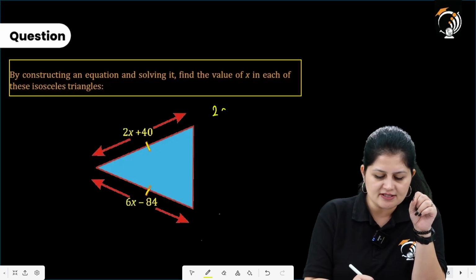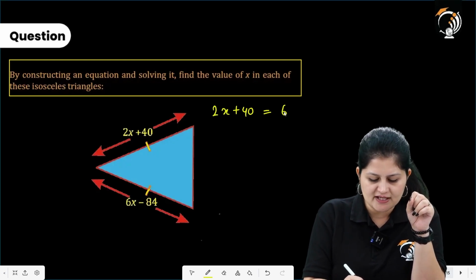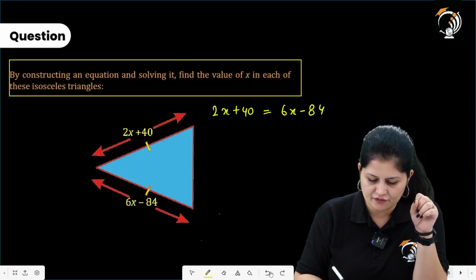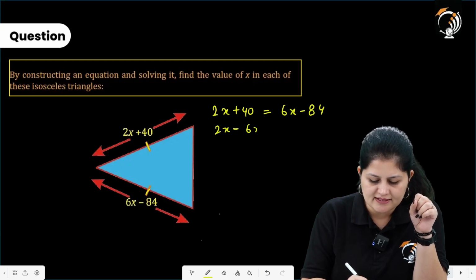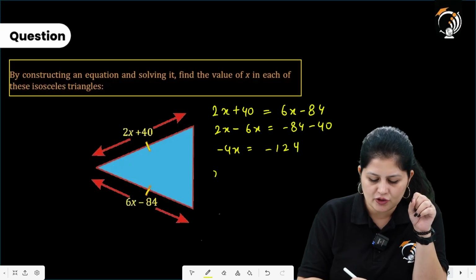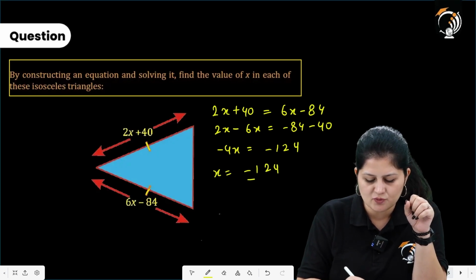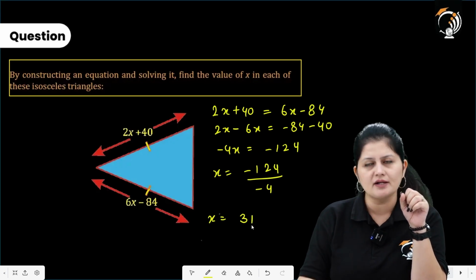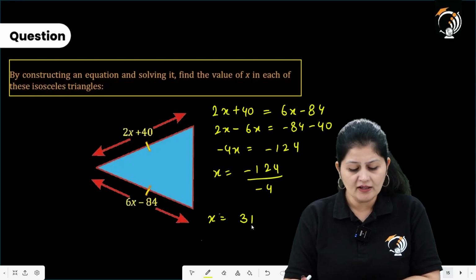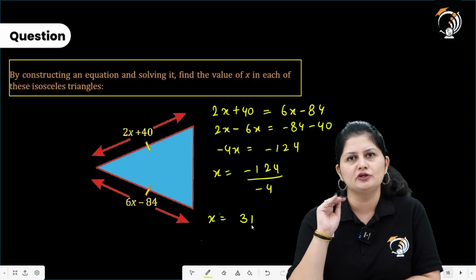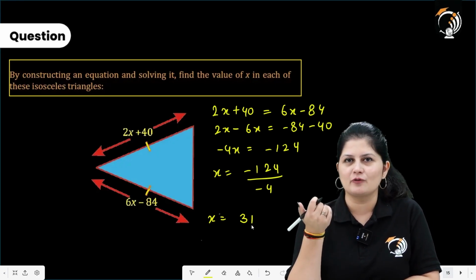So clearly we can say that 2x plus 40 will be equal to 6x minus 84. Correct? Let me just shift it. So it is going to be 2x minus 6x equal to minus 84 minus 40. So we'll get minus 4x is equal to minus 124. So in order to get the value of x, it is going to be minus 124 over minus 4. That means we are getting the value of x as 31. Clear? Now as the unit is not mentioned here, you can skip putting the unit, but just in case you are provided with a unit, you are definitely going to write it here.